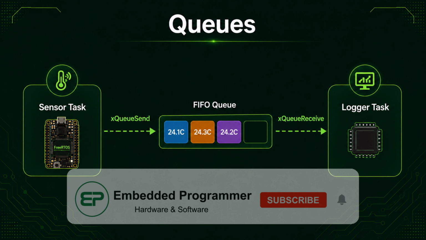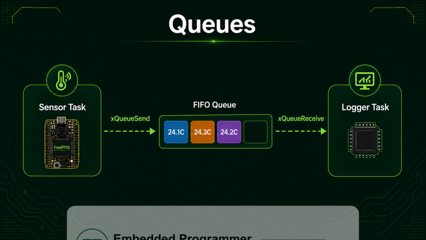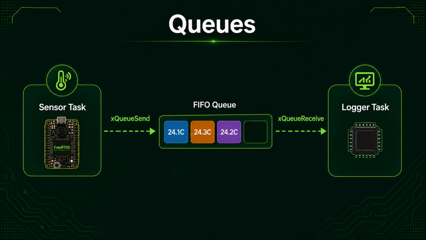Queues provide safe inter-task communication using a first-in, first-out structure. A producer task sends data into the queue, while a consumer task receives data from the opposite side. For example, a sensor task can place temperature values into a queue using xQueueSend. A logger task can wait for new values using xQueueReceive. If no data is available, the receiving task can block without wasting CPU time.